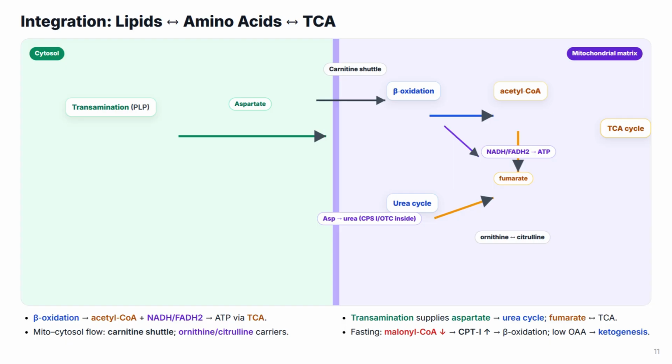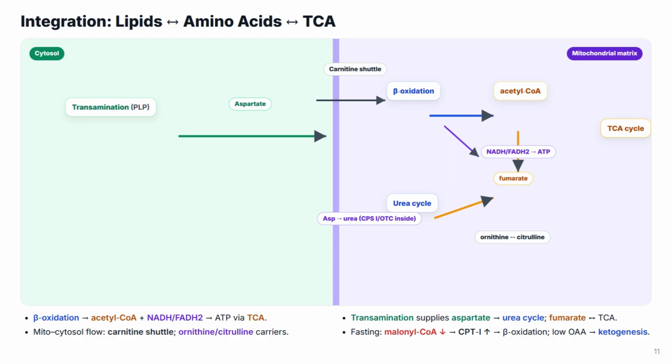During fasting, malonyl-CoA levels drop, which relieves inhibition on CPT1, allowing more beta-oxidation. Low levels of oxaloacetate can also shift metabolism towards ketogenesis. A legend decodes the diagram. Beta-oxidation leads to acetyl-CoA and reducing equivalents that make ATP via the TCA. The flow between mitochondria and cytosol involves the carnitine shuttle and the ornithine/citrulline carriers.